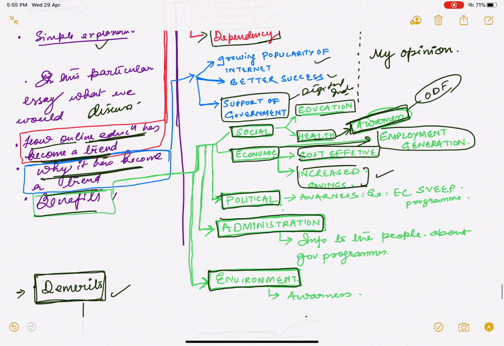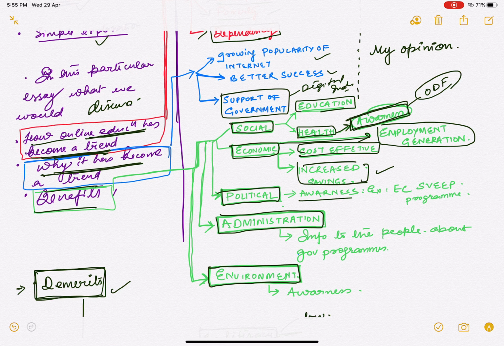Next, at the political level, it is creating awareness. For example, the Election Commission SVEEP program, where the Election Commission educates the voter to go and vote, and to vote according to merit. This is another point. And next, with respect to administration, again, information to the people about government programs. Hence, people are becoming aware of government programs. That is another thing.